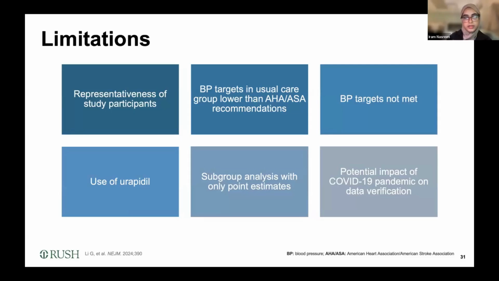it limits us in application purposes. And then the subgroup analyses only had point estimates, so it makes it hard to draw strong conclusions from this. And there could be a potential impact from the COVID-19 pandemic on data verification for this because the people who were doing data verification did this remotely.